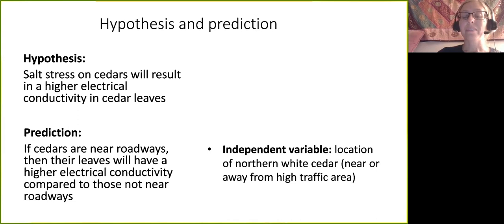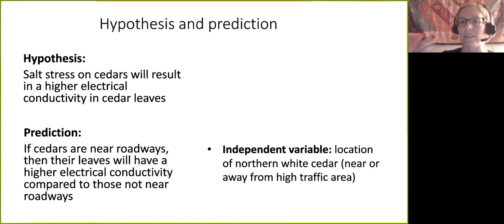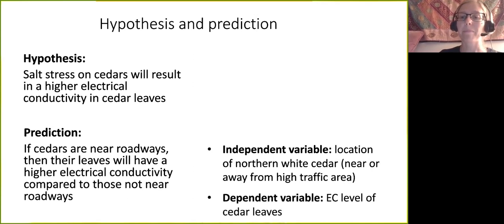The independent variable is the location of the northern white cedar. Is it near a high traffic area road or a low traffic area, or far away from a high traffic area road? The dependent variable would be the electrical conductivity level of the cedar leaves that I've sampled.